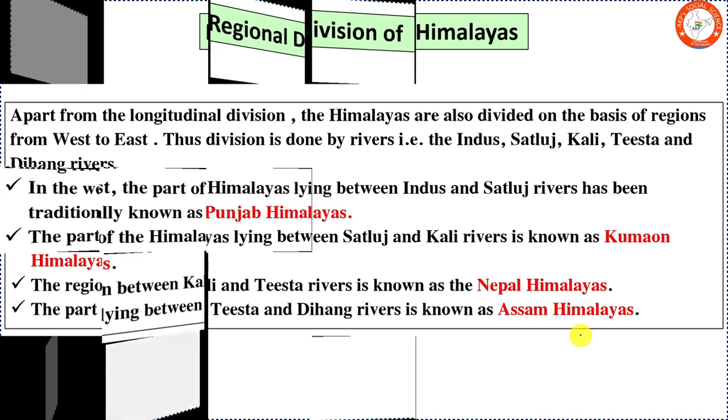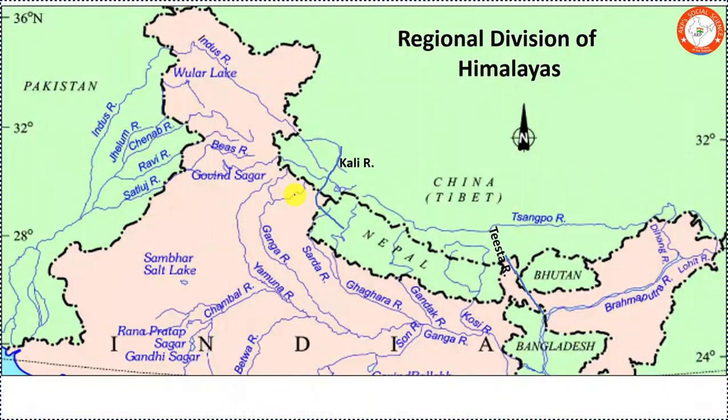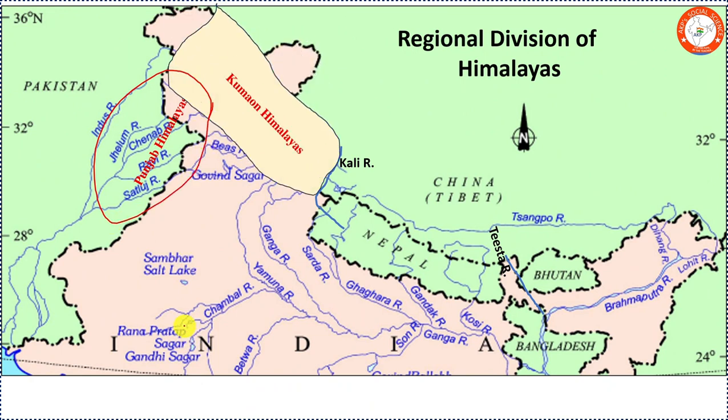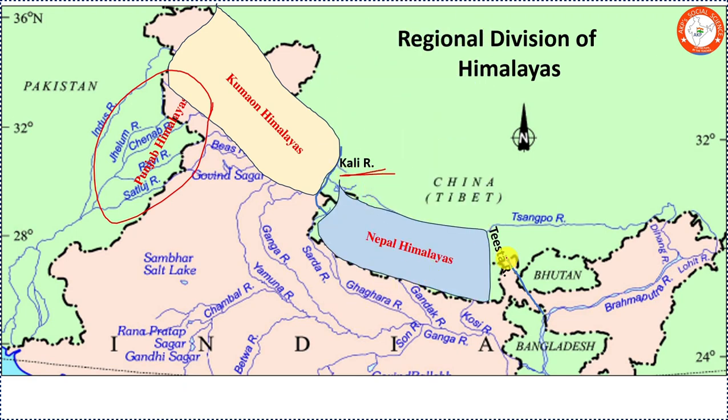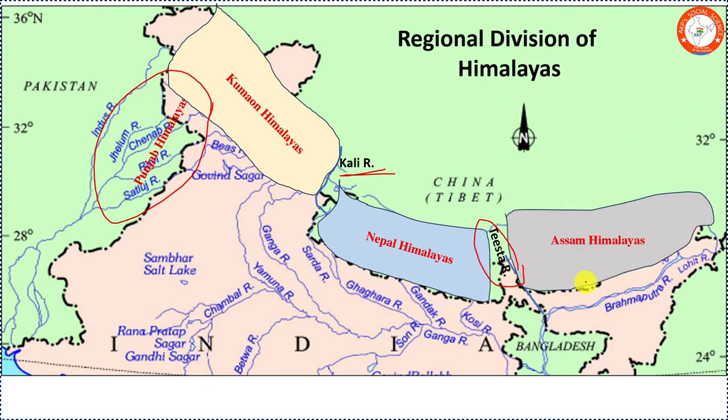Once we see it on the India map. First is Punjab Himalayas, this is the Punjab Himalayas region. Second is Kumaon Himalayas, which lies between Satluj and river Kali. Third one is Nepal Himalayas, which lies between river Kali and river Tista. Fourth one is the Assam Himalayas, which lies between Tista and river Dihang or Brahmaputra.